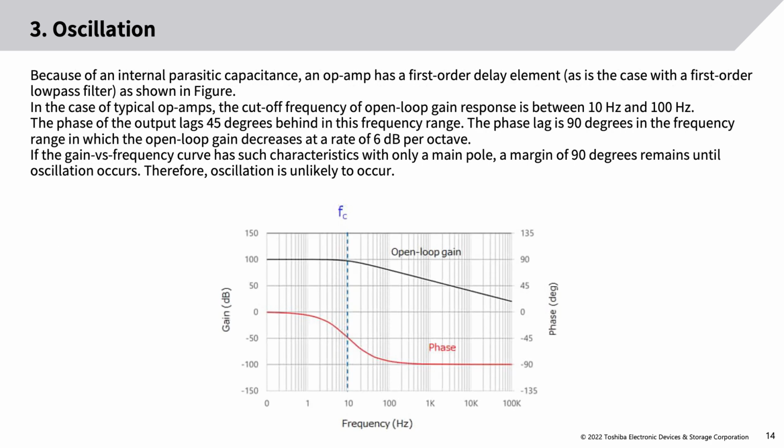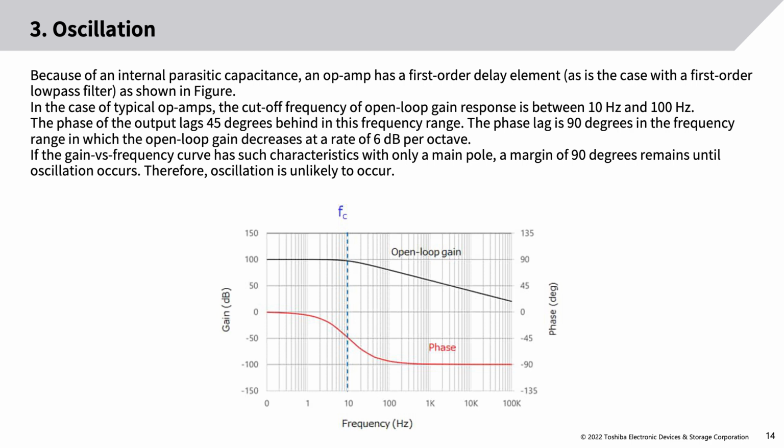Because of an internal parasitic capacitance, an op-amp has a first-order delay element, as is the case with the first-order low-pass filter, as shown in figure. In the case of typical op-amps, the cutoff frequency of open-loop gain response is between 10 Hz and 100 Hz. The phase of the output lags 45 degrees behind in this frequency range.